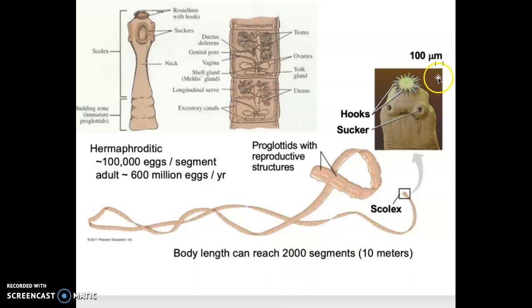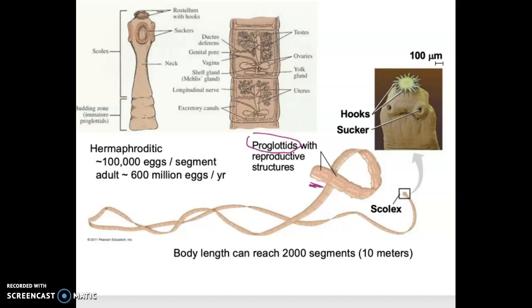So it uses these hooks and suckers to actually hang on to the intestinal wall of the host. And then the body stretches out and they have all these little segments. The segments are what we call proglottids. Now, the bigger the proglottid, the further away from the head it's going to be, or what we call the scolex. So these really big ones down here are what are referred to as gravid proglottids. Gravid means it's full of eggs. And the further they are away from the host, the head, the scolex, where it attaches to the body wall, the bigger they get, the more eggs they have.